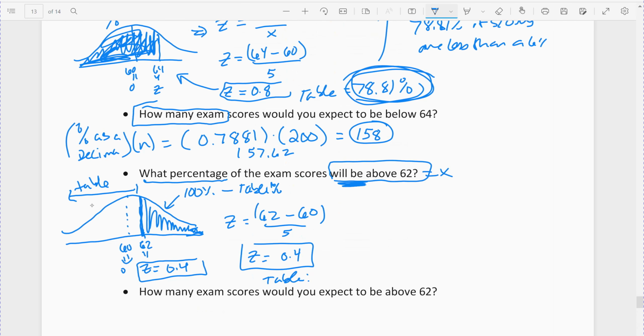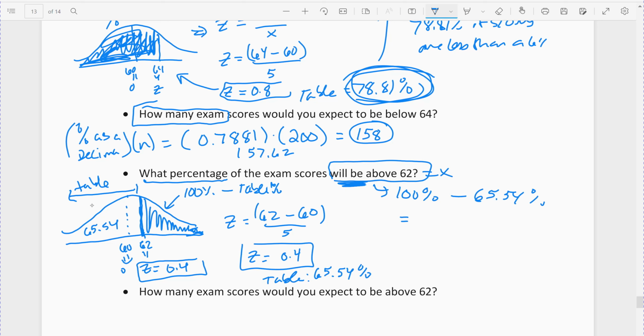So 65.54 is the percent from the table. That's not my answer, right? That's this area, or this percent over here, 65.54, meaning 62 is bigger than, so 65.54% of the scores are less than a 62. I want to know what scores are above a 62. And so to get the answer above, I'll have to take my 100%, subtract away the 65.54, and that will give me the percent I'm looking for.